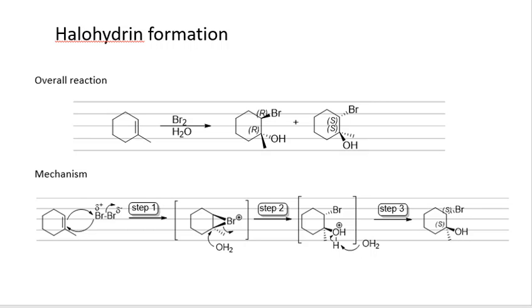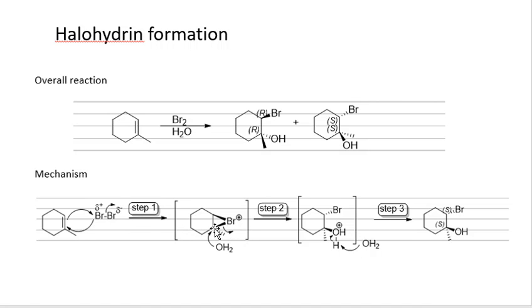All right, so for halohydrin formation, we do basically the same reaction, except that the solvent is water. You could actually use an alcohol as a solvent too, which would give you an ether. And so the same step happens first.